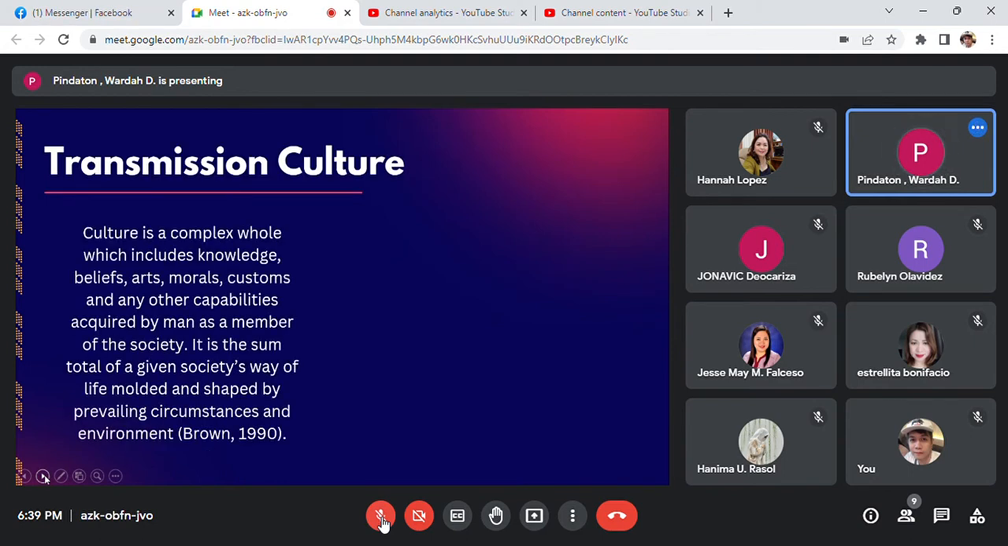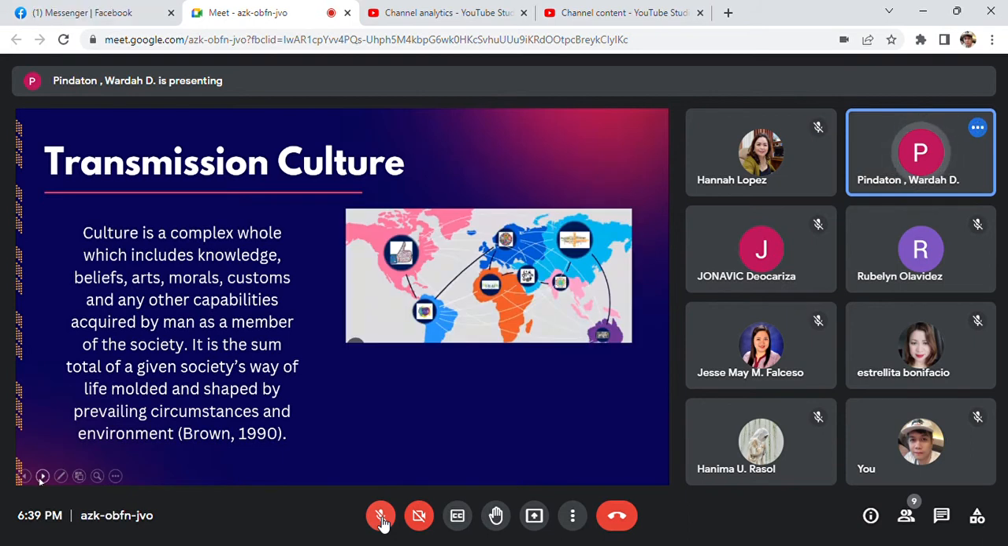For the transmission of culture, let us first review what culture is. Culture is a complex whole which includes knowledge, beliefs, arts, morals, customs, and any other capabilities acquired by man as a member of society. This implies that culture is not static but dynamic, and it responds to external influences, which bring about changes and curriculum development in schools. Culture is maintained and modified through education.